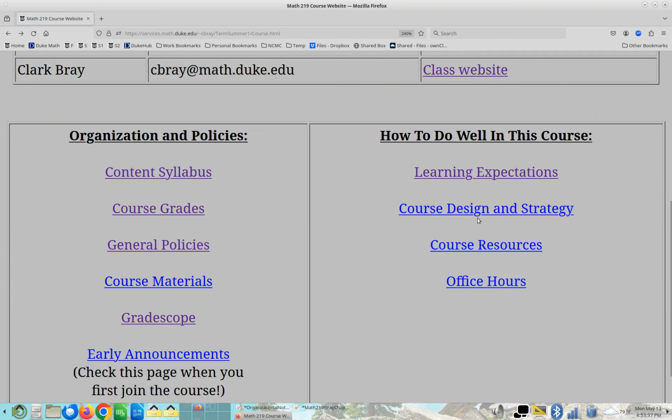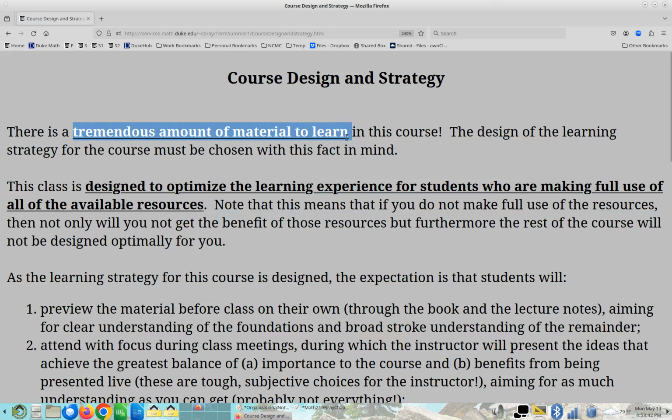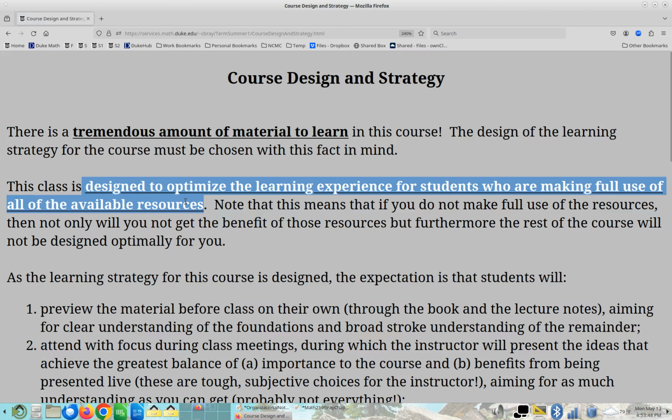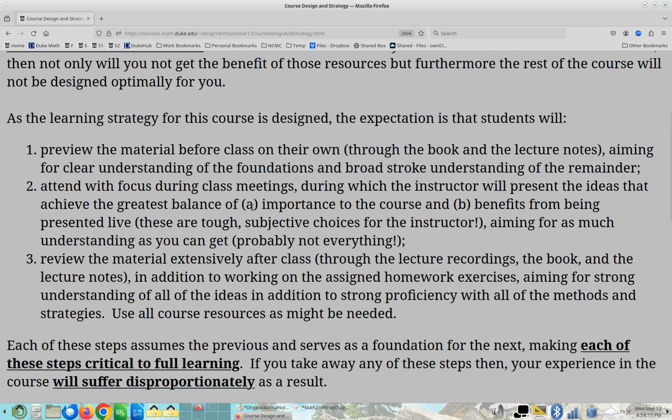And then course design and strategy. And here's the stuff I was just talking about a minute ago. There's so much material to learn in this course. I have not set it up to maximize the amount that you learn in class time. I have set it up to maximize the amount that you can learn over the entire course. And that means making use of learning outside of class time, and giving different kinds of lectures with that strategy in mind. Again, very important points along these lines.